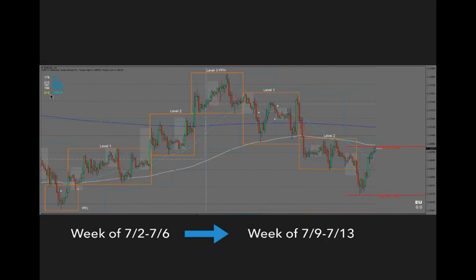You can see here the 3 times ADR is 212 pips. From the bottom of this peak formation low to the top of this peak was about 200 and something pips. So it wasn't exactly 3 times ADR, but it was close enough. So you were expecting some kind of reversal anywhere in this range here.